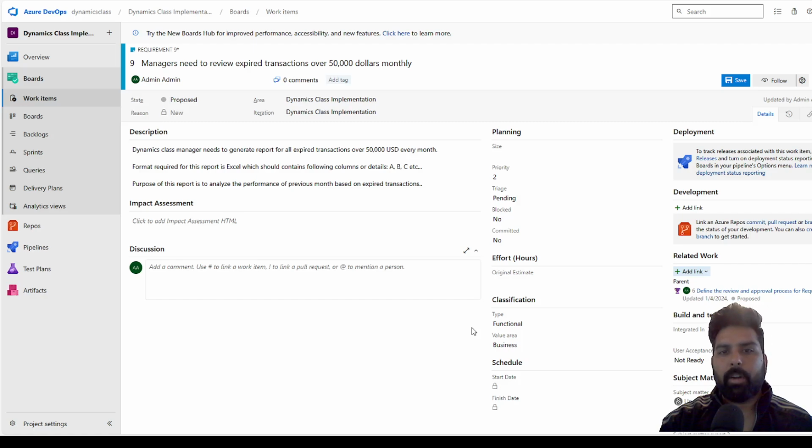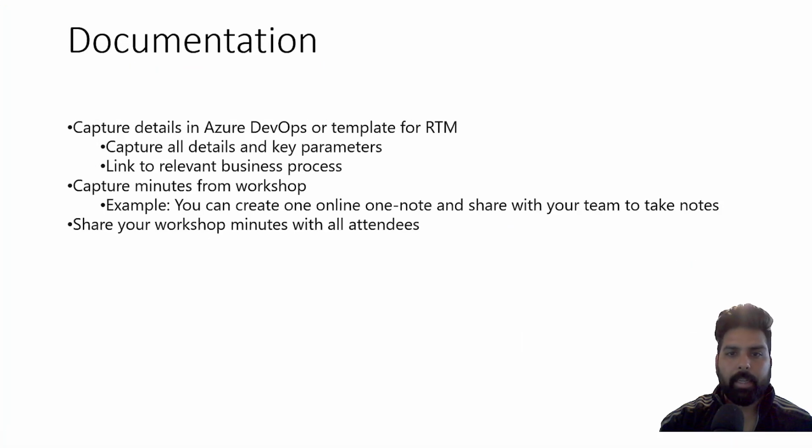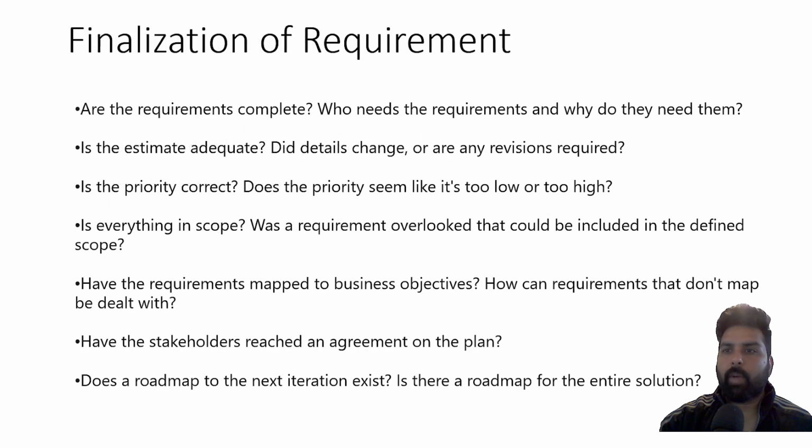So this is how you can document and have the minutes captured for your workshop. Now let's go back to the PowerPoint and talk about how you finalize your requirement. How do you know that the data or the requirements which you have collected are final or confirmed? We are going to talk about this more in the sign off process, where we talk about how you go back and validate the requirement with the business, and also take the confirmation.